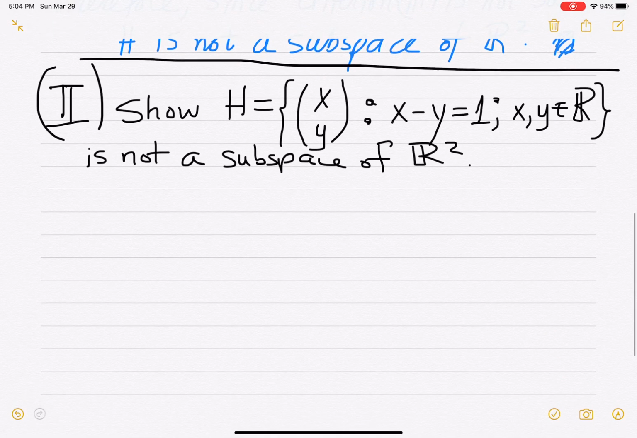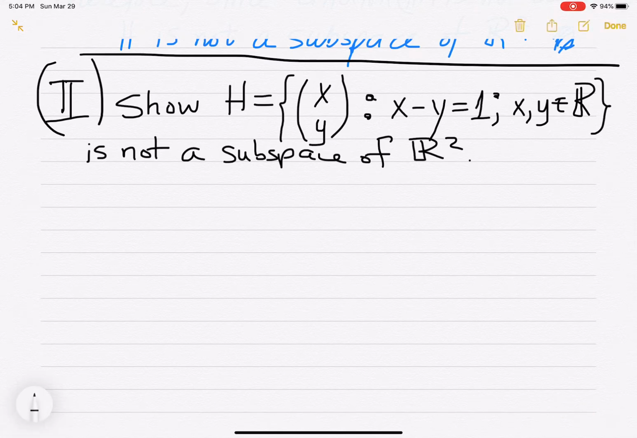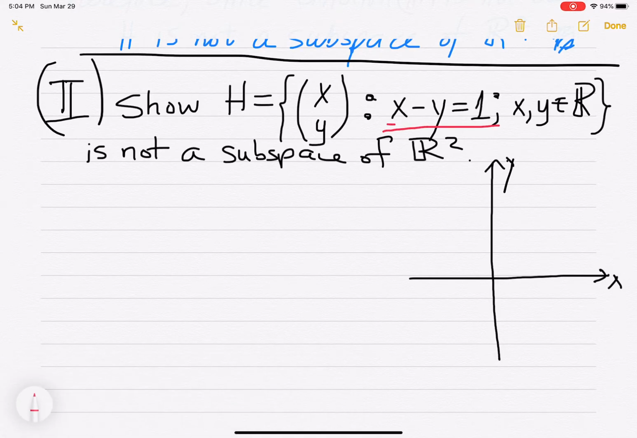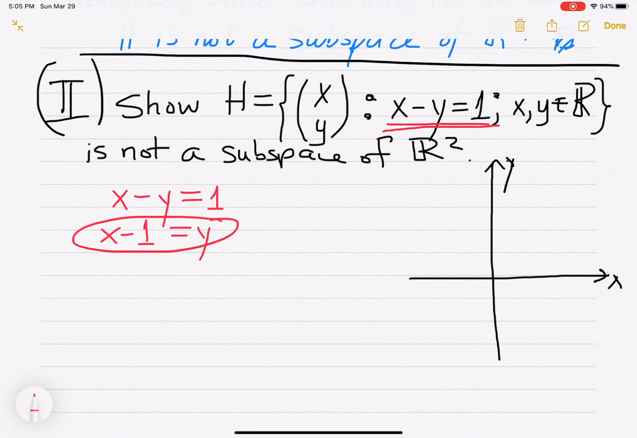So this is another one where you can draw a picture, right? Where in R2, our H is going to be somewhere in R2, an x-axis and a y-axis. So we're talking about all ordered pairs that take on the form x minus y equals 1. So let's see, we have x minus y equals 1. If you added y to both sides and subtracted 1 from both sides, you have what? x minus 1 equals y. And this is just a line, right? So we have all ordered pairs that satisfy that equation. That's called a line.